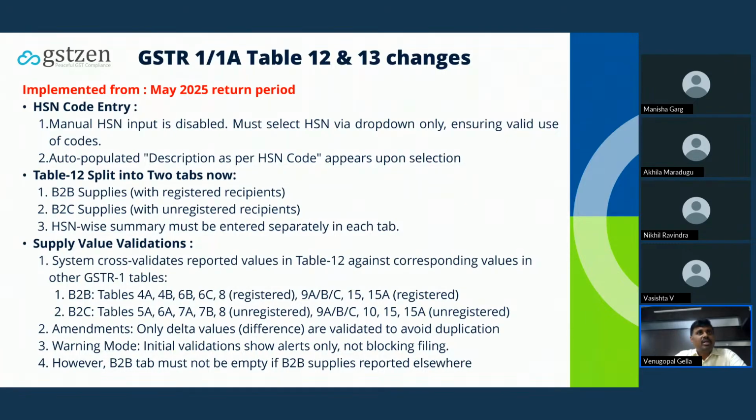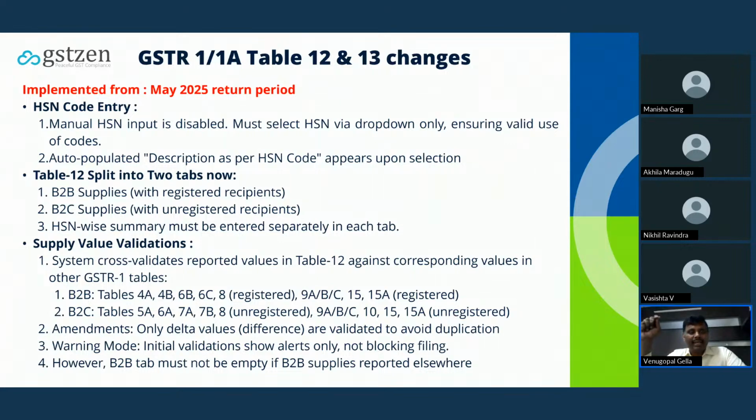So they have given an offline utility, or if you are using tools like GST Zen, you will have a facility through an API mode, data gets automatically integrated. That's point number 1. This HSN reporting is now divided into 2 categories. Category number 1 is B2B supplies. Category number 2, B2C supplies. So if you are e-invoice, B2B data would predominantly come in. HSN-wise summary must be entered separately in each of the tabs.